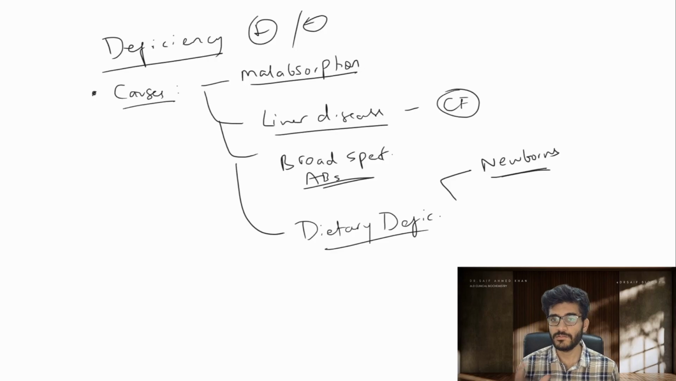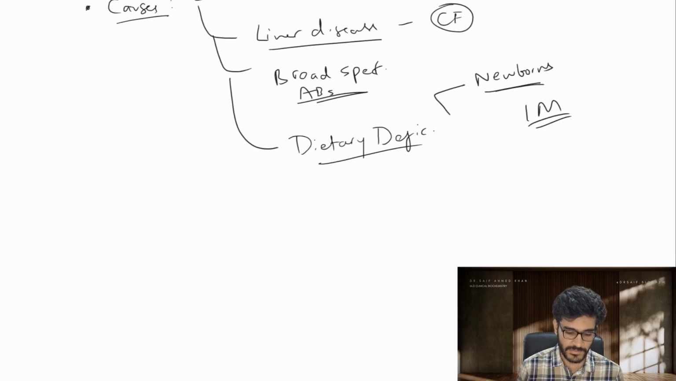This is why every newborn in India receives a prophylactic intramuscular injection of vitamin K at birth to prevent life-threatening intracranial hemorrhage. This is a public health triumph. So as we are talking about the deficiency, let's come to the clinical manifestations.